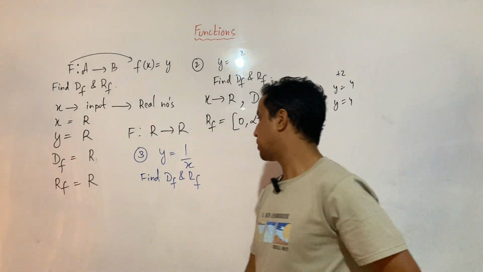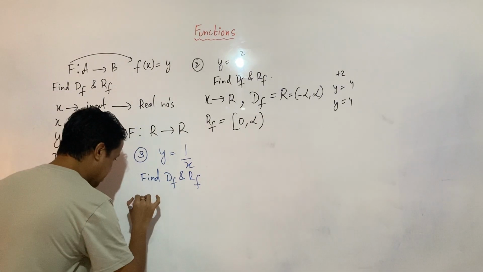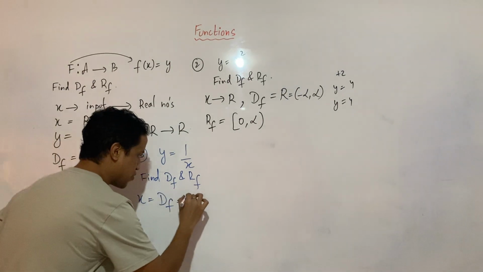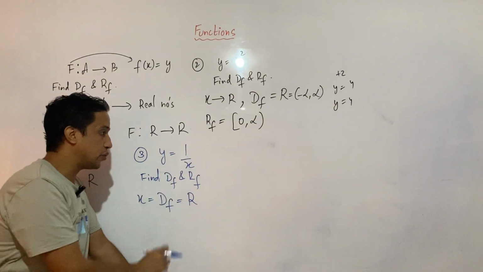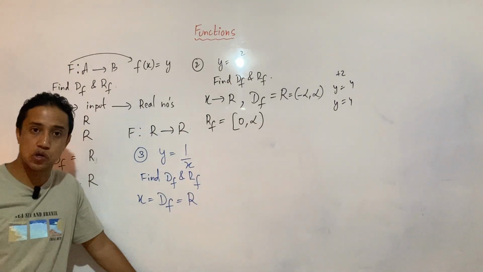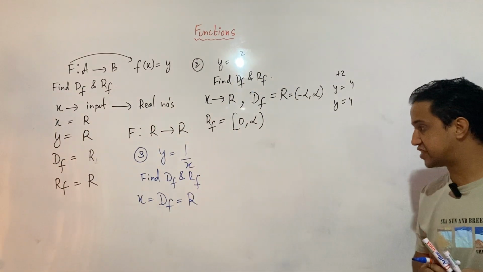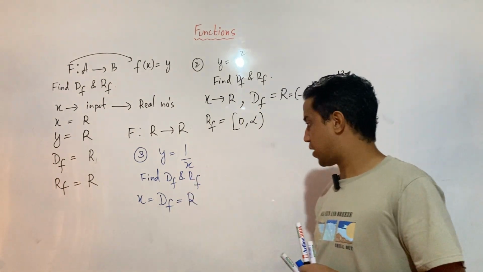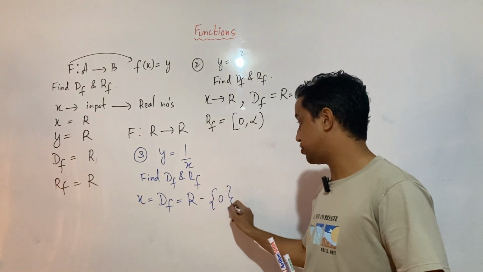Now see here, if you look at x, x can take any real value here, right? Your domain can take any real value. But the problem here is that 0 is going to give us a problem. Why? Because if I put x equal to 0 here, then the output is not defined. It means that here I cannot include the 0, because 1 by 0 is not defined, right? So here my domain is going to be R minus, we have to exclude 0.